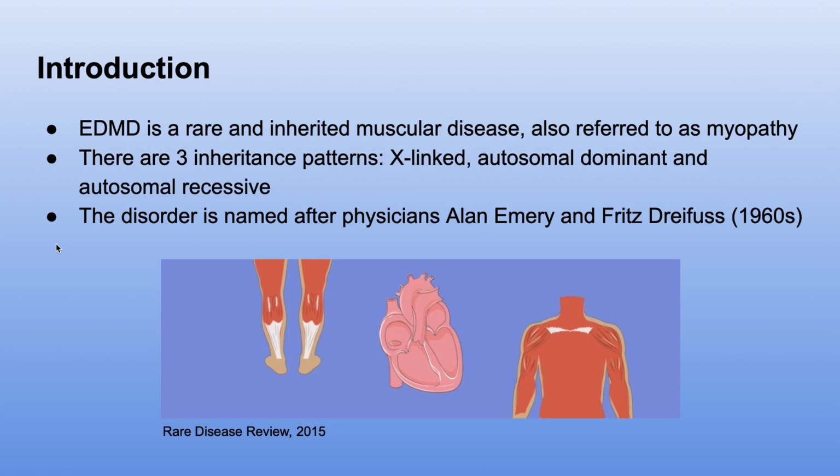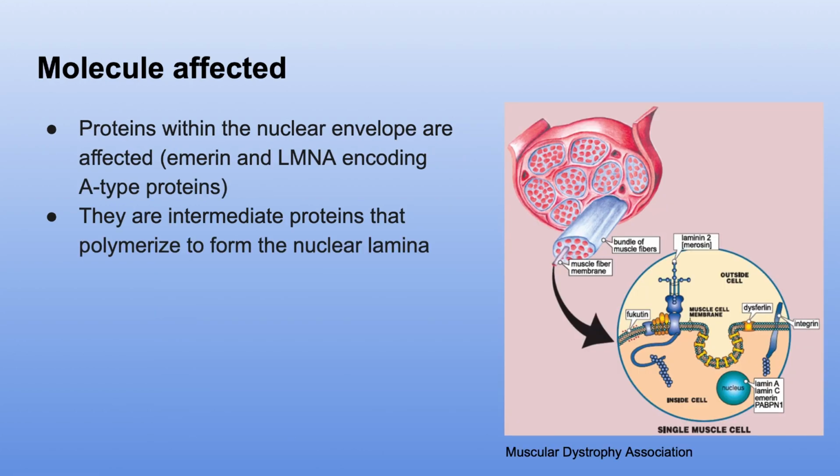I've included an image from the Rare Disease Review from 2015, and it's just highlighting the parts of the body that this disorder affects. It causes the limbs in the shoulder area, and then the legs, to be affected, and then the heart is affected as well, due to this disorder causing heart defects such as irregular heartbeat.